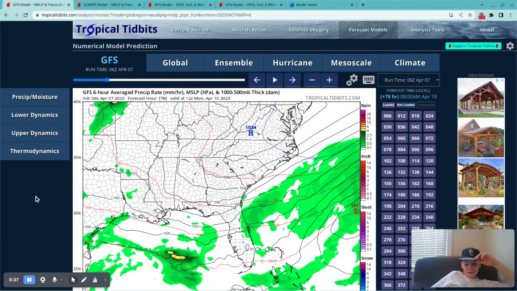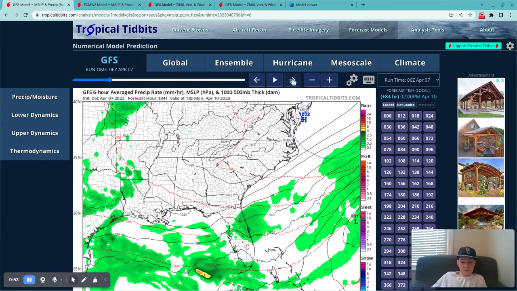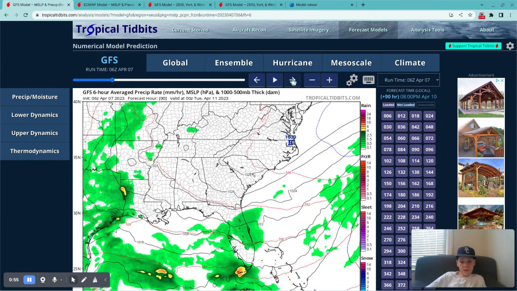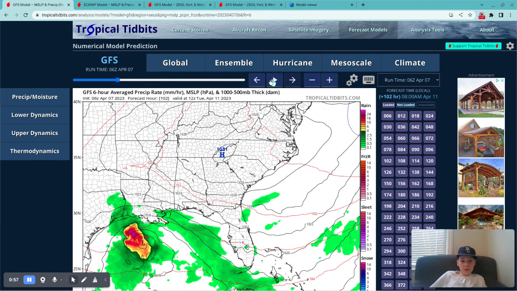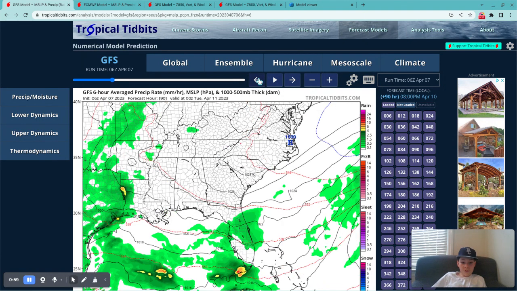So what we're looking at here is the GFS model for basically the outlook of the system, is what I like to call it. We're going to be going like every 5 hours, because I believe this actually goes every 6 hours. So this skips every 6 hours to the next frame. And so we're going to start it out fresh at the beginning of this system. So this is what we're looking at right now.